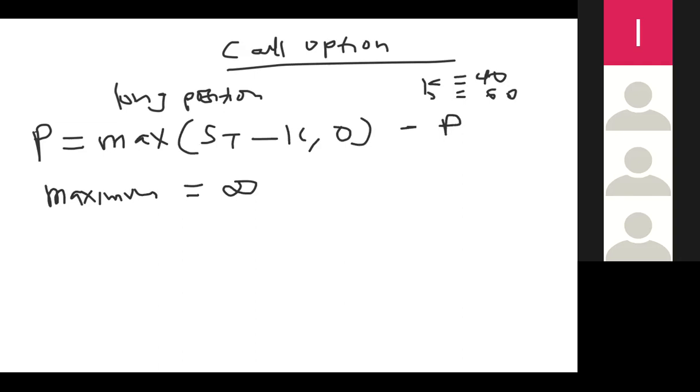Let's look at it like this. The maximum loss that somebody can make is what? Your premium that you pay. Because if the stock price falls below the strike price, you fail to exercise it, right? And if you don't exercise it, you only pay the premium P. So that's the maximum loss that you can make for somebody with a long position. Now let's look at somebody with a short position.